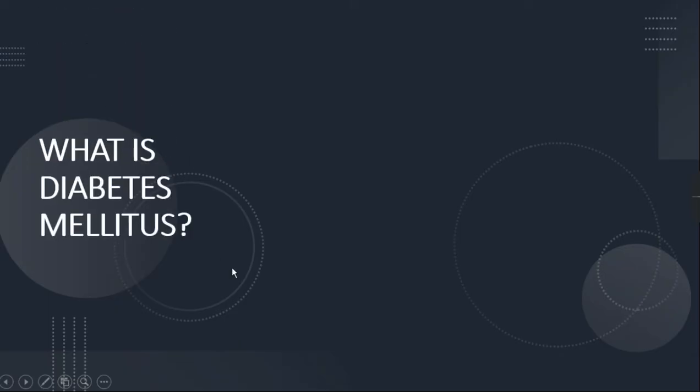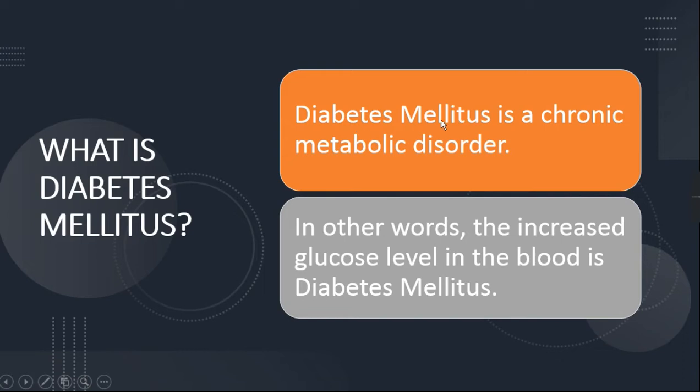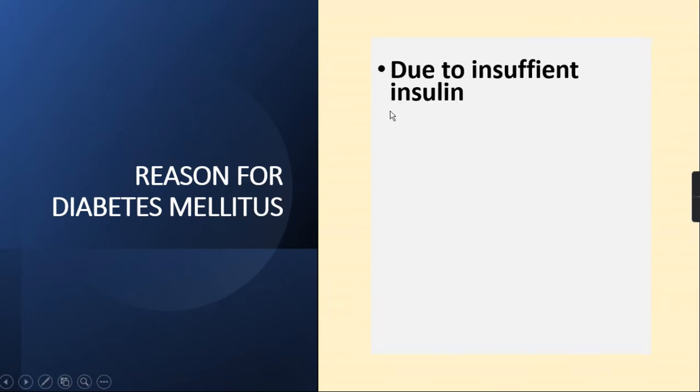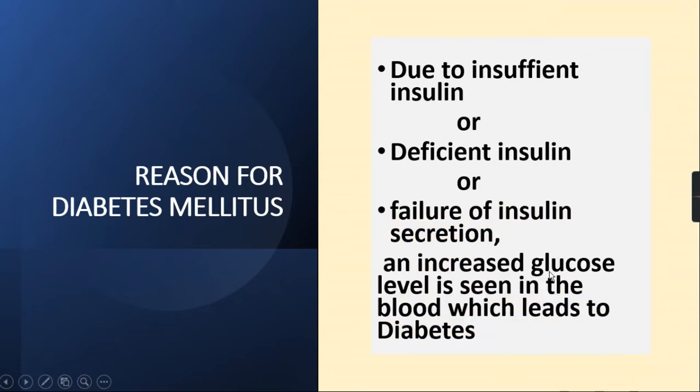What is diabetes mellitus? Diabetes mellitus is a chronic metabolic disorder. In other words, the increased glucose level in the blood is diabetes. Reason for diabetes mellitus: either due to insufficient insulin or deficient insulin or failure of insulin secretion, an increased glucose level is seen in the blood, which leads to diabetes.